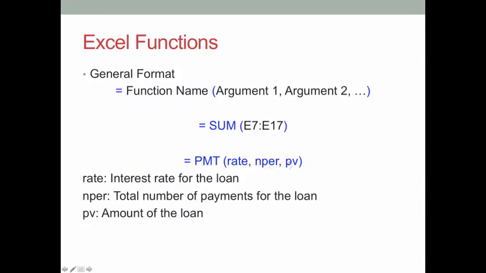The PV argument in the payment function represents how much you get from the bank. Suppose you want to buy a house, and you get a $100,000 mortgage from the bank. Then this $100,000 will be the value of the PV argument in the PMT function. Let's see an example.